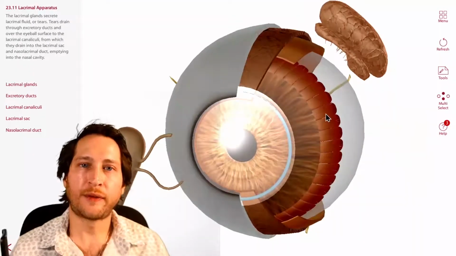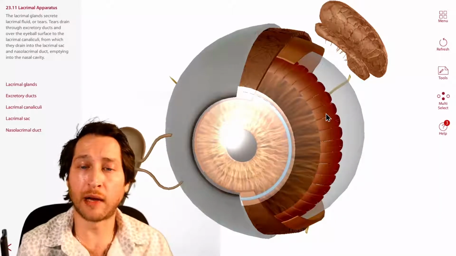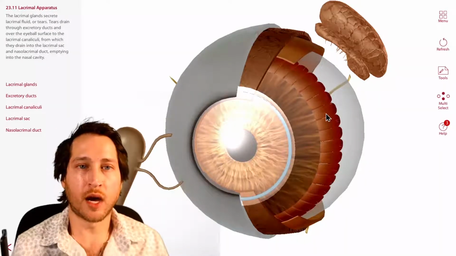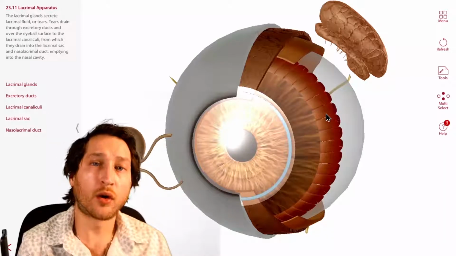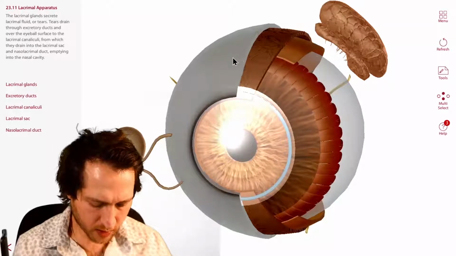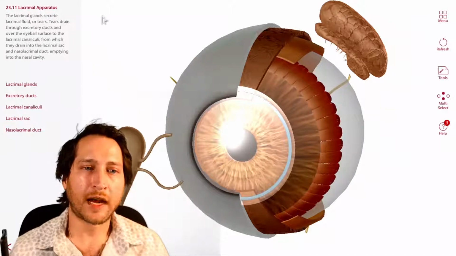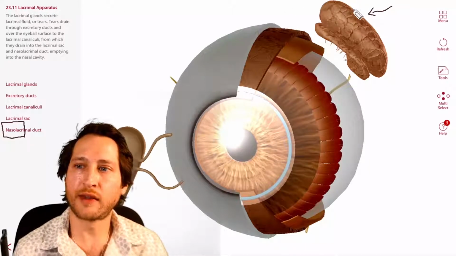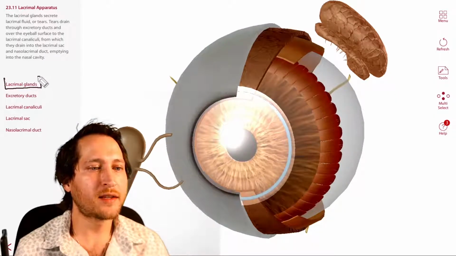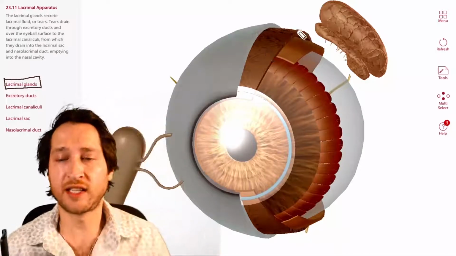Now, I also mentioned that there's accessory organs, and we discussed the extraocular muscles, which we're going to come back to. But let's also talk about the other accessory portion of the eye, and that's going to be collectively called the lacrimal apparatus. Now, the lacrimal apparatus contains the lacrimal glands. That's what I showed you right here. Those are the lacrimal glands. And these are going to produce lacrimal fluid, or more commonly known as tears.